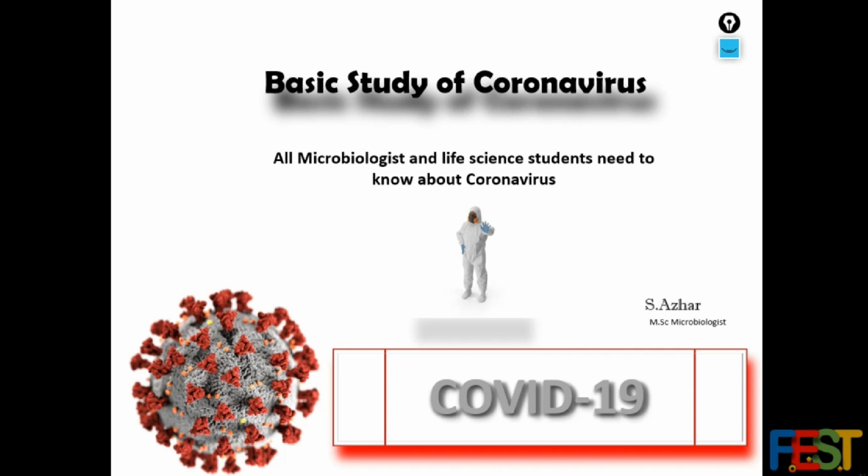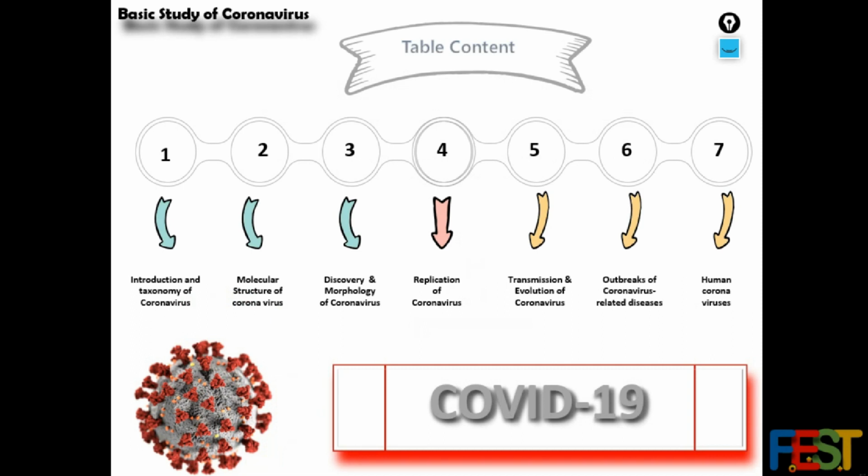In this video we will discuss some basic knowledge of coronavirus through a microbiological perspective. Here, my topic is divided into 7 subtopics: introduction and taxonomy of coronavirus, molecular structure, discovery and morphology of coronavirus, replication of coronavirus, transmission and evolution of coronavirus, outbreak of coronavirus related disease, and the 7 human coronaviruses.